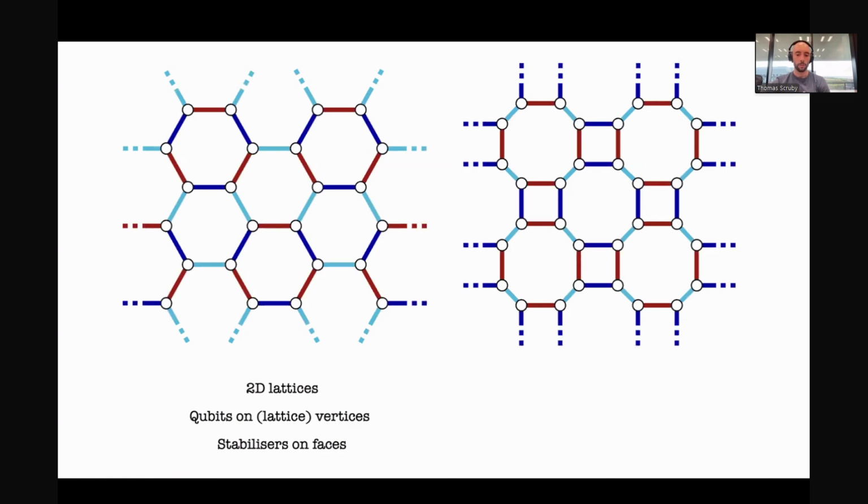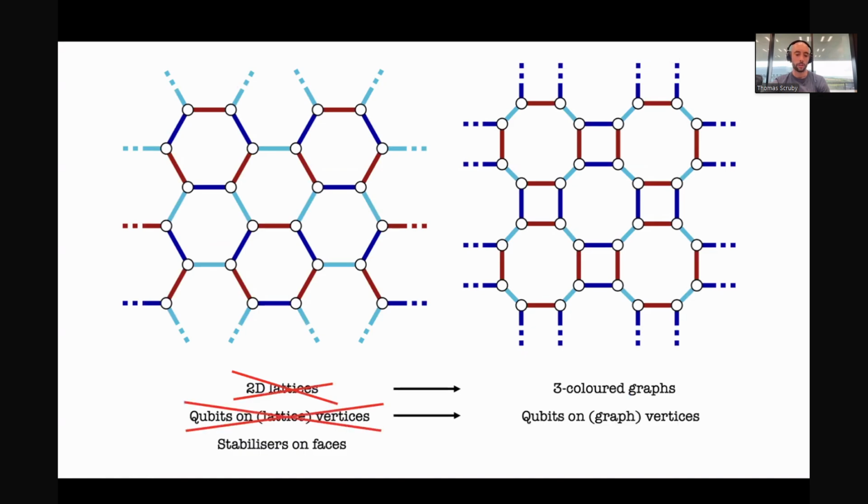So what does this mean? Well, here are some standard color code lattices that you're probably familiar with. I want to reinterpret these as just 3-colored graphs, and you put qubits on the graph vertices. Then instead of assigning some geometry to this and talking about faces or any dimensional object, you just say the stabilizers go on the 2-colored subgraphs, right? We want to abstract away from all of this geometrical perspective, and only think about colors.